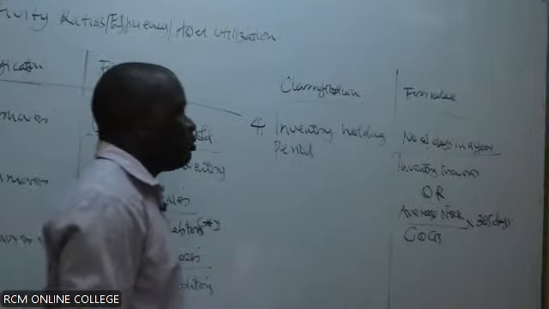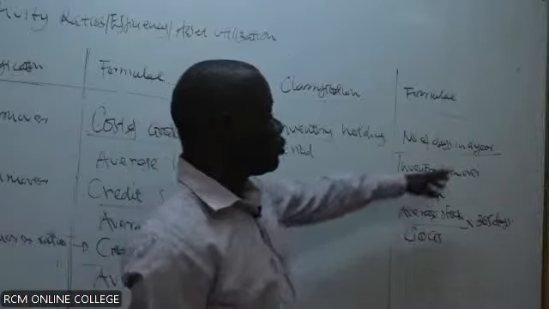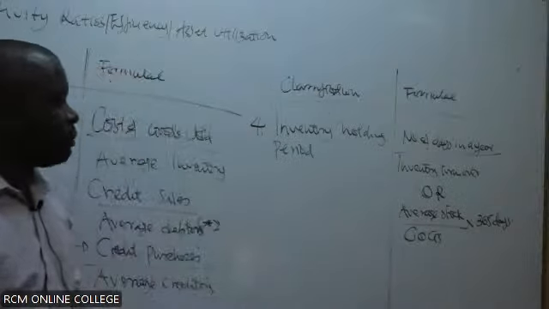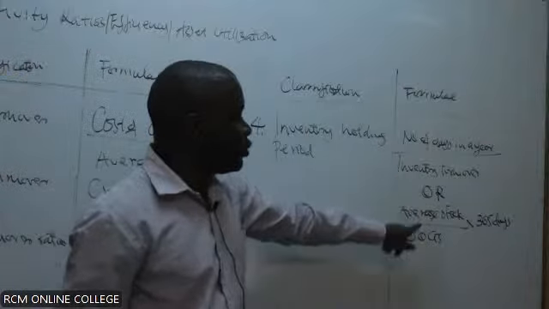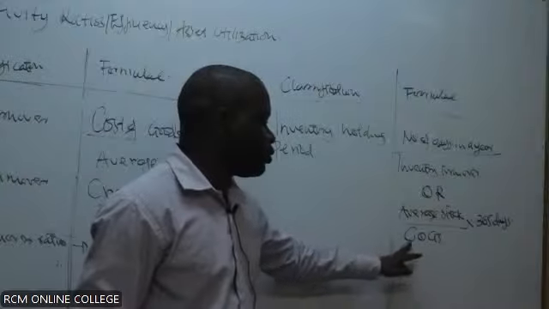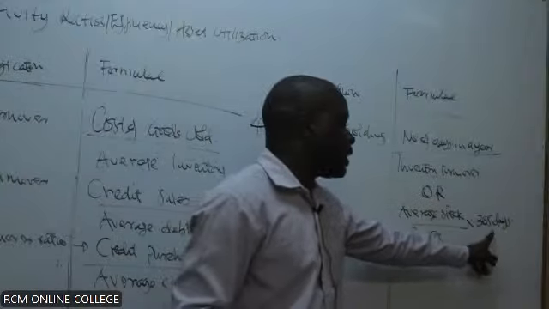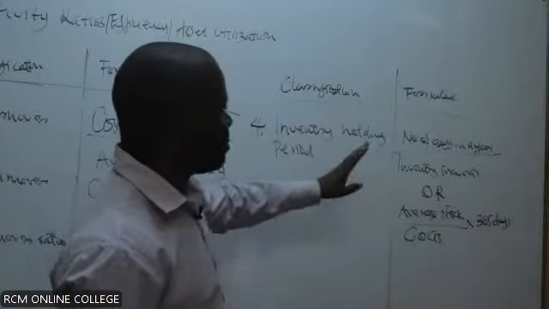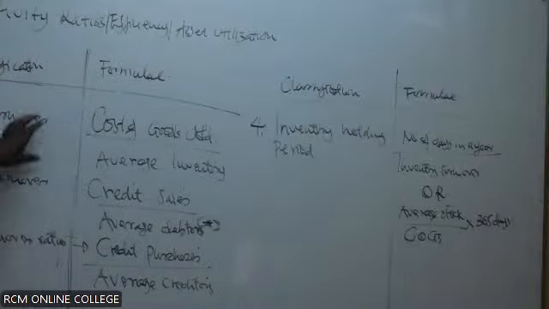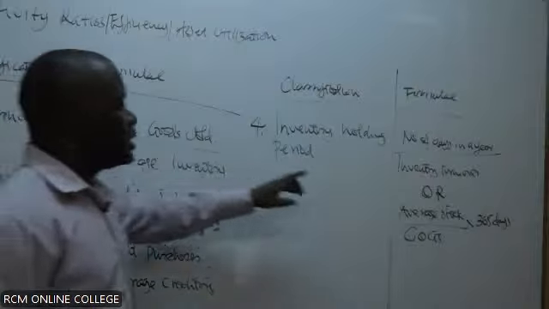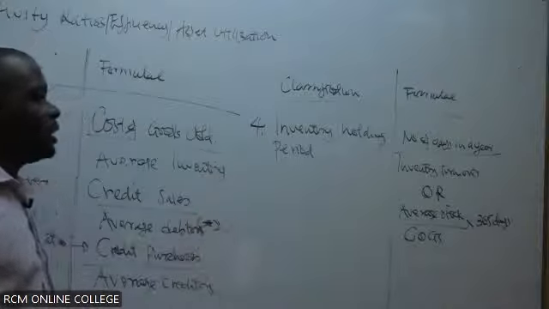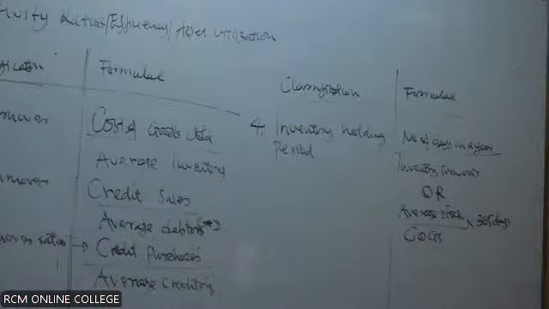Actually, if you do what you call expansion in mathematics, how you expand a formula, when you expand this formula, you get this one. So average stock, you divide by cost of goods sold, you multiply by 365, you'll get the same answer. Or if you had already computed this ratio, just pick the figure here. Number of days, 365, you divide by this ratio, you'll get the inventory holding period.